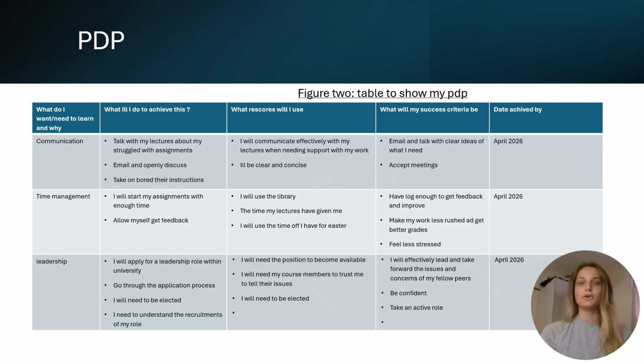Here is part 1 of my PDP. Communication, time management and leadership are areas I have chosen to develop in. I have set out how I will achieve this, what resources I have used, my success criteria, and the date I want to achieve this by.